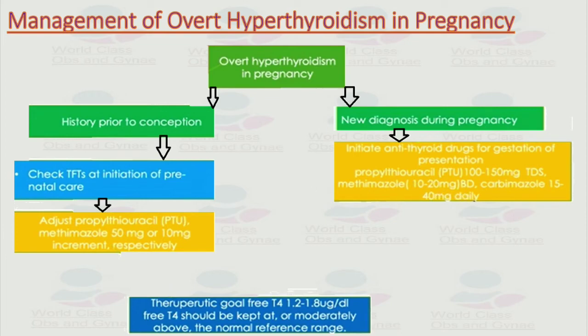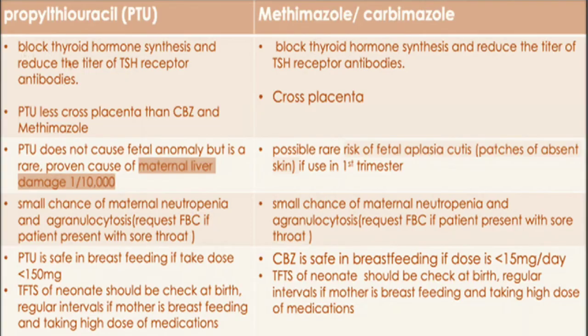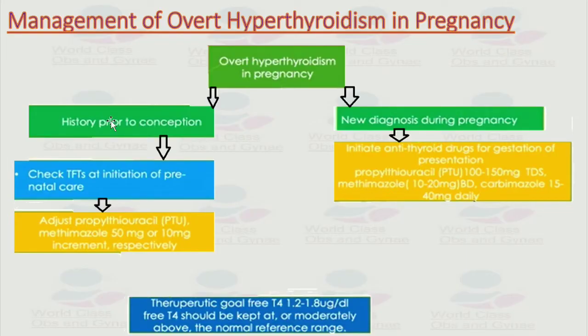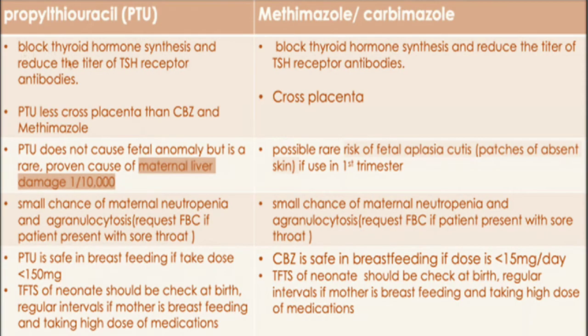If she is at the start of pregnancy, in the first trimester, we will go for PTU as it is least teratogenic. Okay, so in that way we will manage. If the patient is an already diagnosed case, we have to check TFTs, adjust the dose, and increment it. But if she is a newly diagnosed case, then we have to start with these doses. Okay, now the difference between propylthiouracil and methimazole or carbimazole is shown in this table.